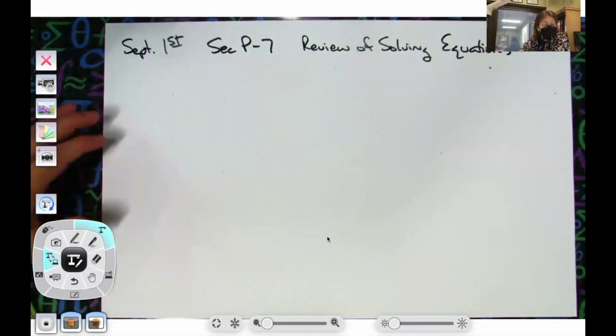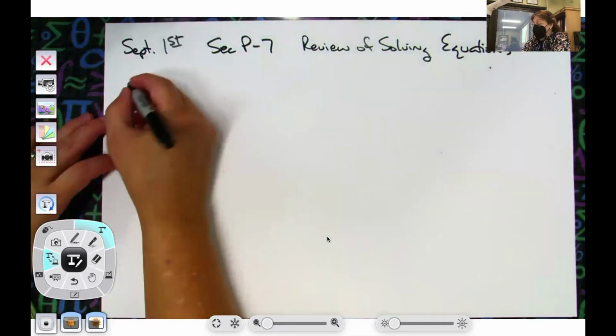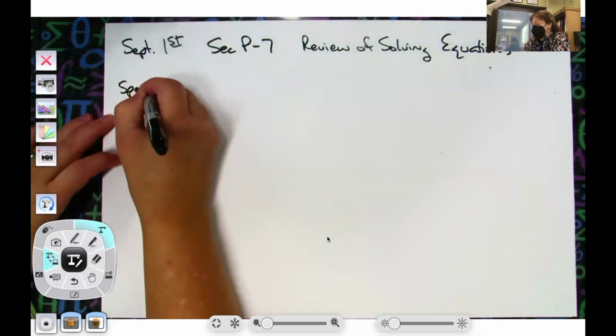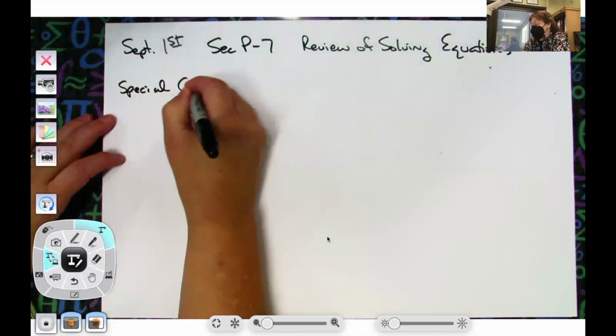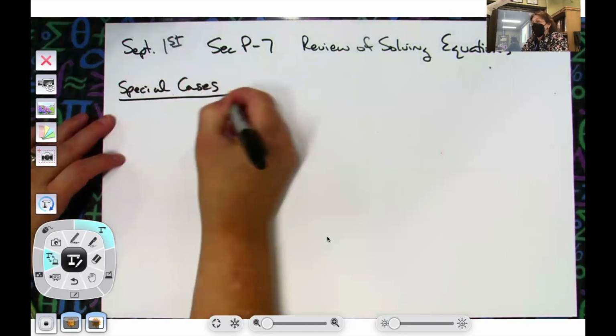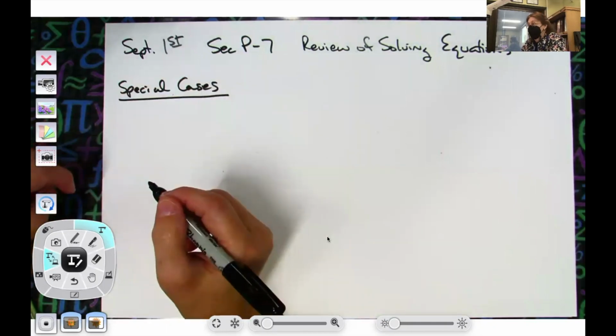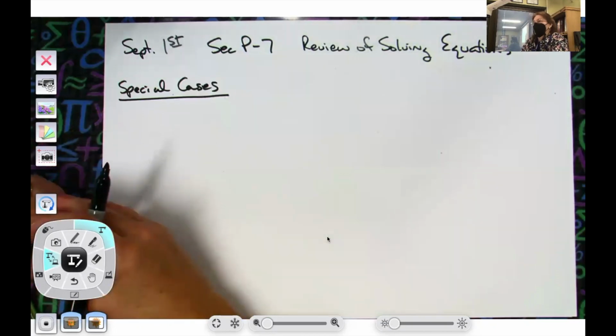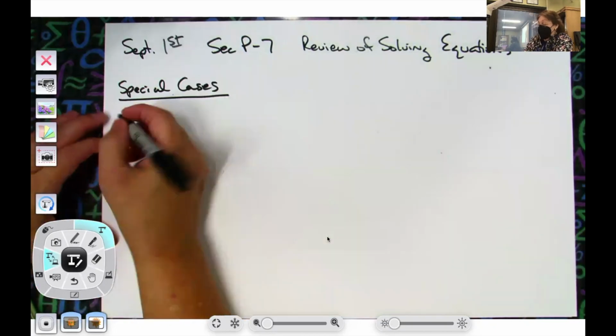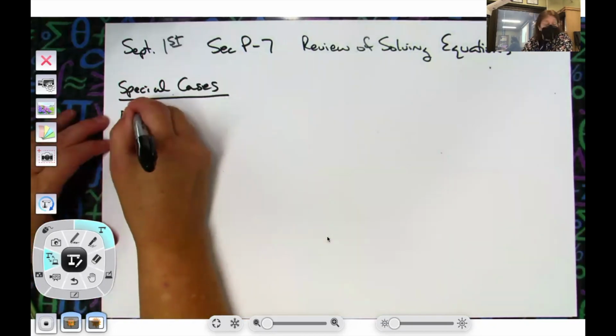All right, there are some special cases or special types of answers. So let's call these special cases. We know that when you've got some type of an equation, most of the time when you go to solve it, you get x equals 4 or x equals -3 or whatever. You do not always get that.